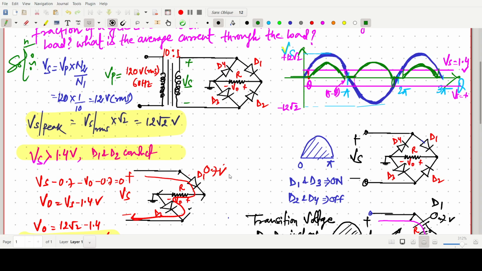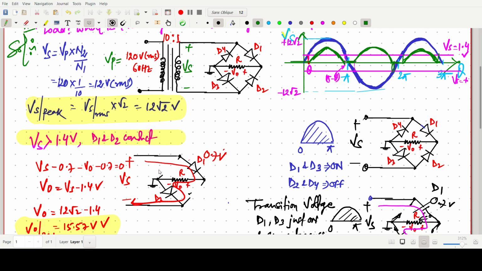You can also draw the output waveform easily, as per your own convenience, by any method you can do, but I am following this method. So now this picture is clear. Now we have to find the theta value.